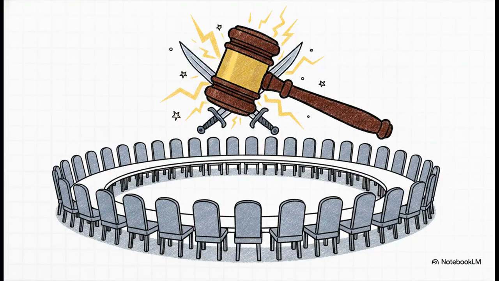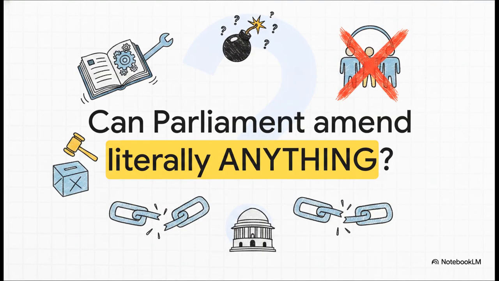Here are the facts. In 1973, the Supreme Court of India convened a historic 13-judge bench. This remains the largest bench in the history of that court and has set the stage for a monumental, high-stakes legal showdown regarding the absolute limits of the government's power. The core issue they had to decide was simple but incredibly dangerous.